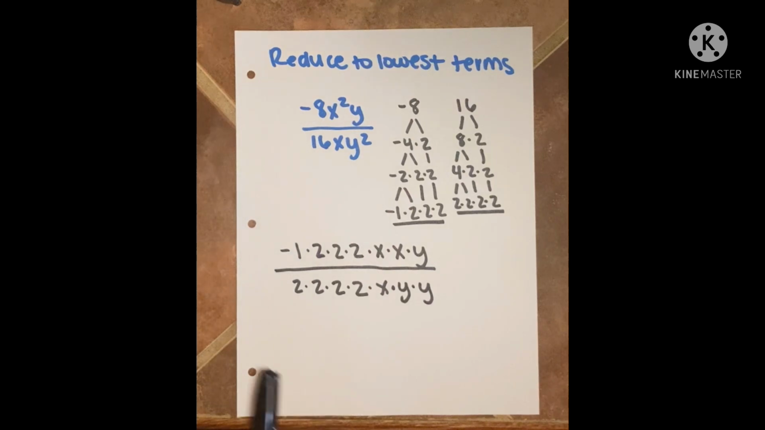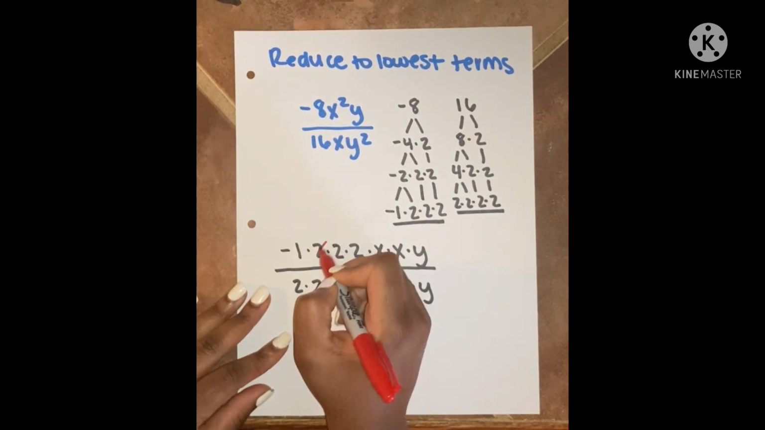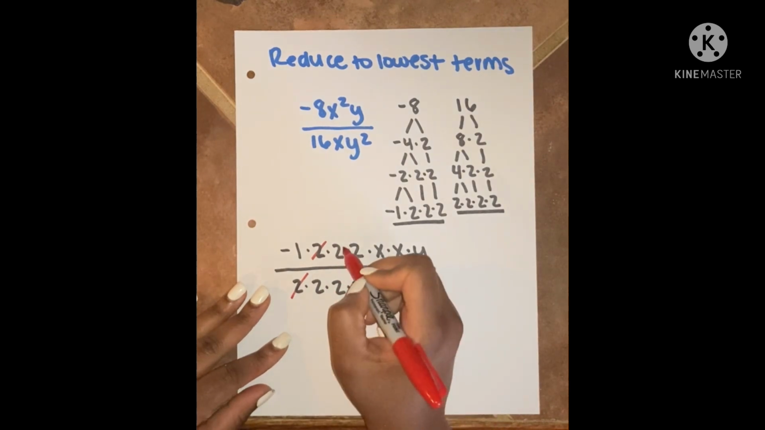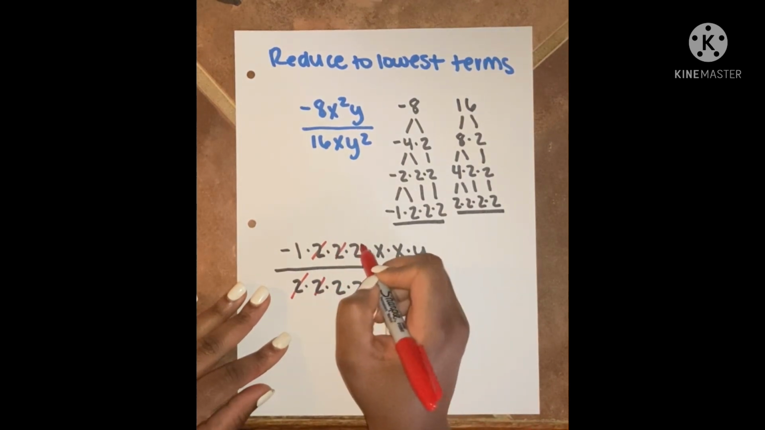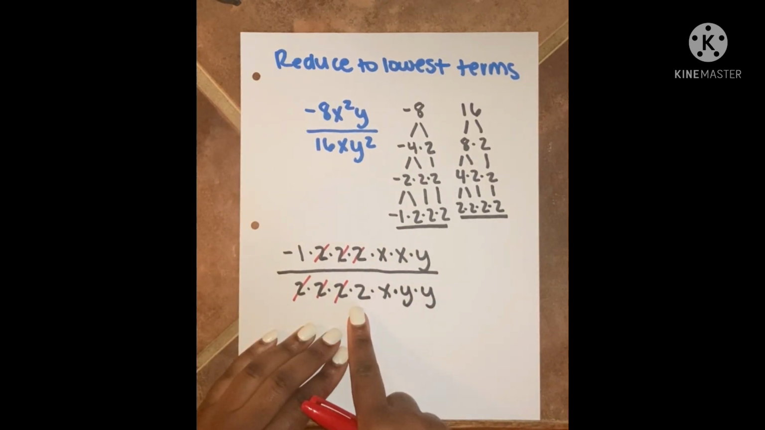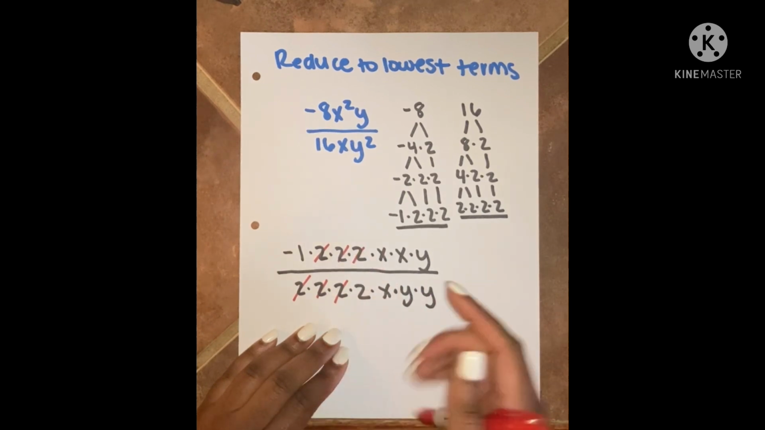meaning that we can only cancel what's on the top if we have the same thing that's on the bottom. So we have this 2 that we can cancel and this 2 at the bottom. These 2 cancel and these 2 cancel. We aren't going to cancel this 2 at the bottom because there aren't any 2's left in our numerator. So we're going to leave that be.